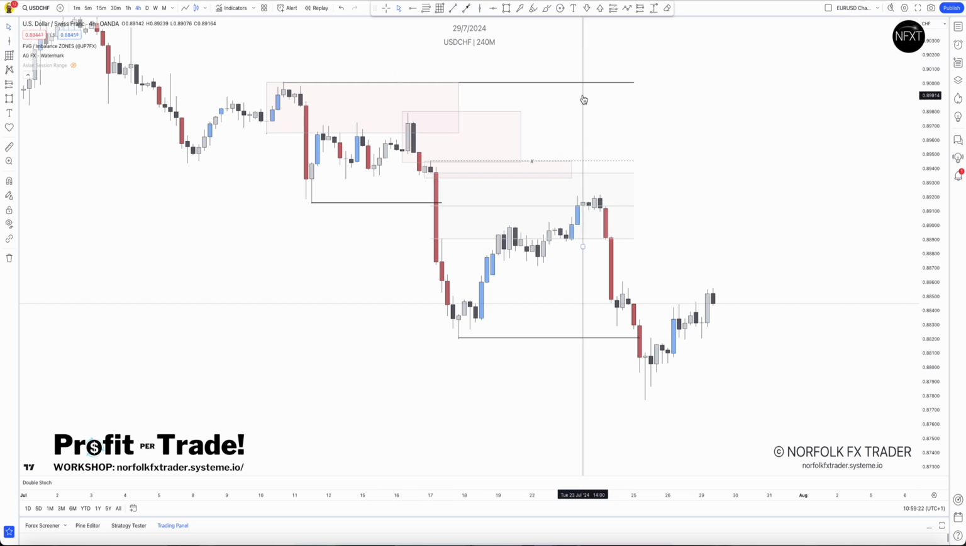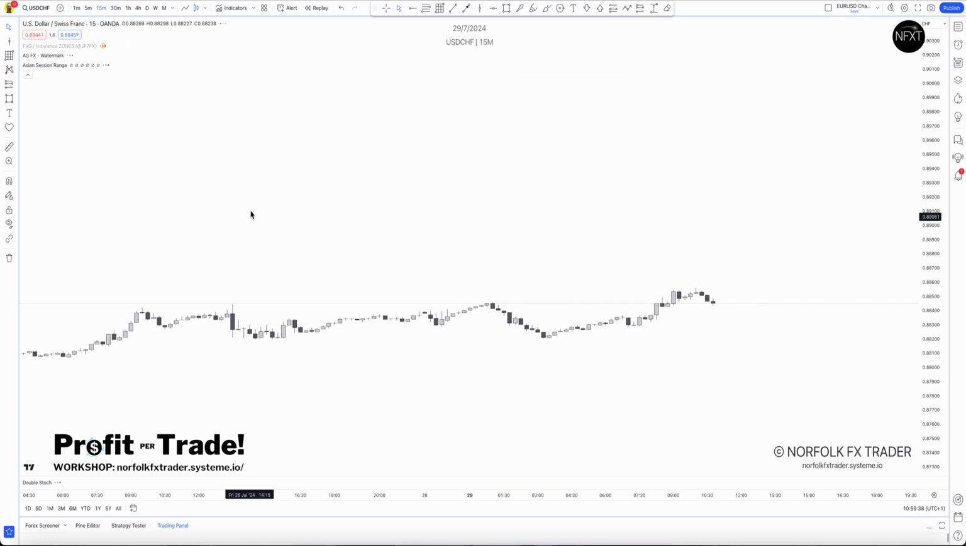Now what we're going to do is, when price comes back in here for the first time, see how you can actually have a losing trade with this process as well. Not every strategy is going to give you a 100% win rate, and this is no different. We can have losing trades. Let's pop down to the 15-minute.